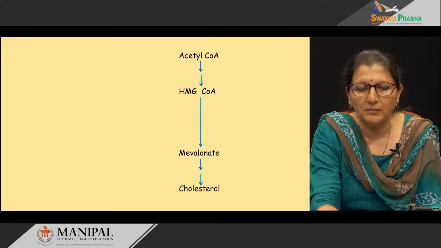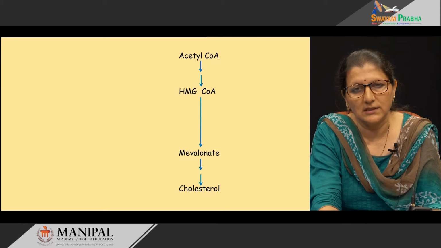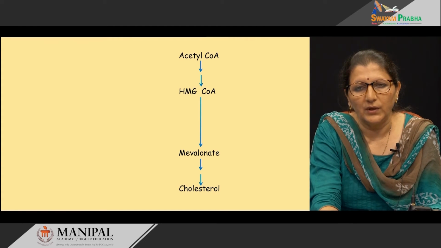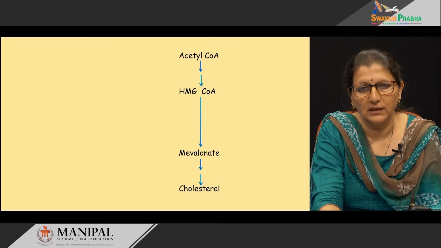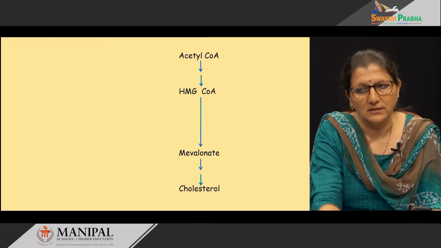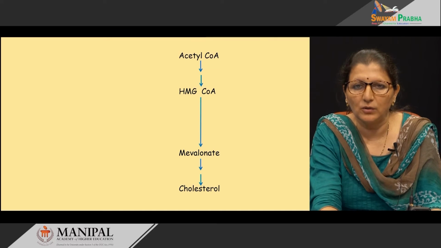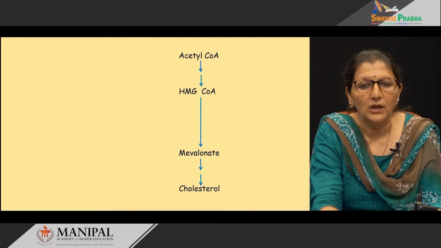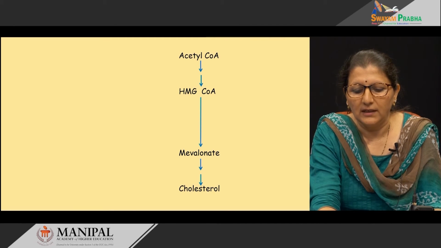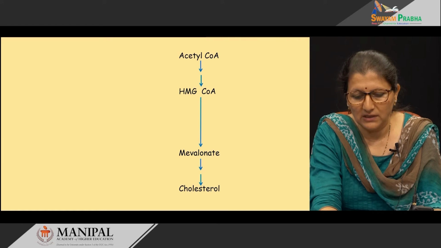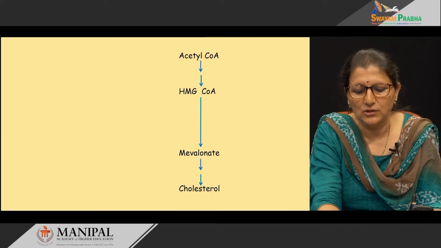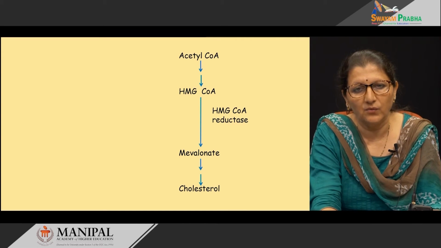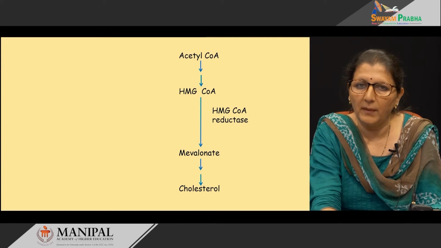So, this is the brief outline of cholesterol synthesis, where the starting material is acetyl-CoA. Acetyl-CoA is converted to HMG-CoA, and HMG-CoA by several steps will be converted to mevalonate, and again through many further steps we finally get cholesterol. At what level cholesterol synthesis is inhibited by these statins is to be understood. The enzyme HMG-CoA reductase converts HMG-CoA to mevalonate.